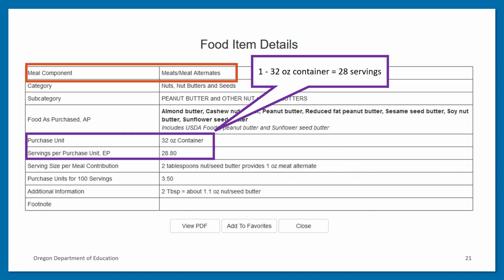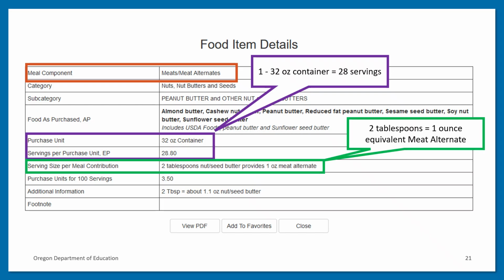under that, the servings per purchase unit EP tells you that you can get 28.8 servings out of a 32-ounce container. The EP stands for edible portion. Remember that anytime you have a non-whole number, you will always want to round down. So you only have 28 servings, not 29 servings per jar. Rounding down helps to ensure that you meet the full serving size for all portions. Next, moving down to serving size per meal contribution, you will see that 2 tablespoons nut seed butter provides 1 ounce meat alternate.